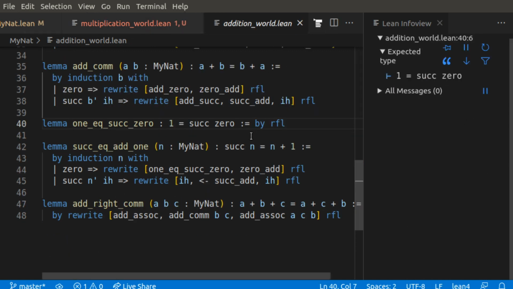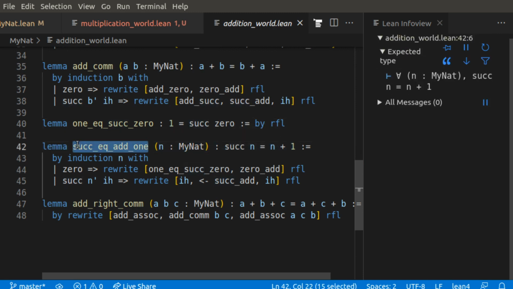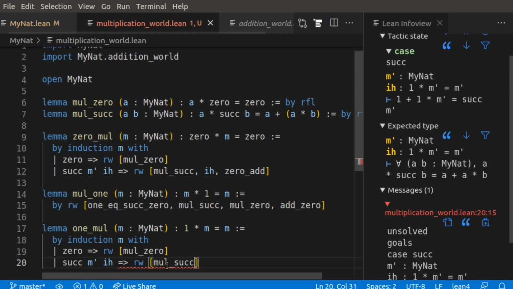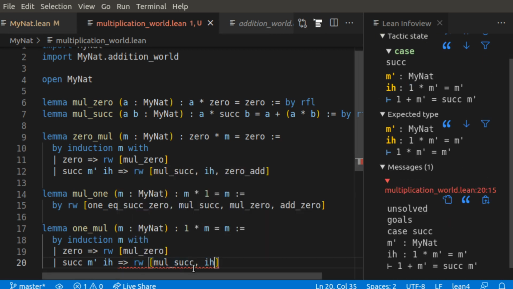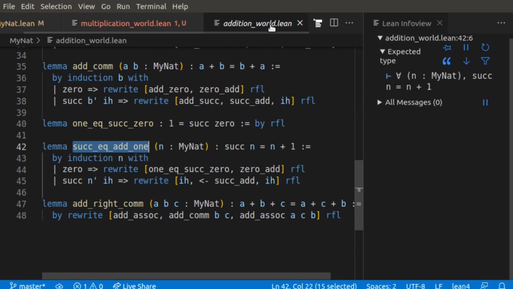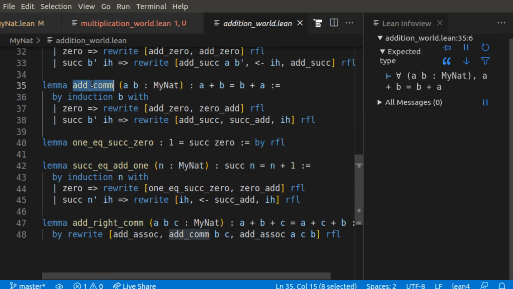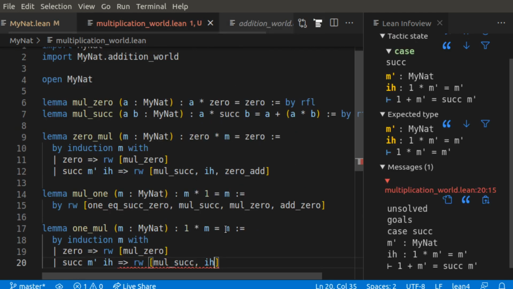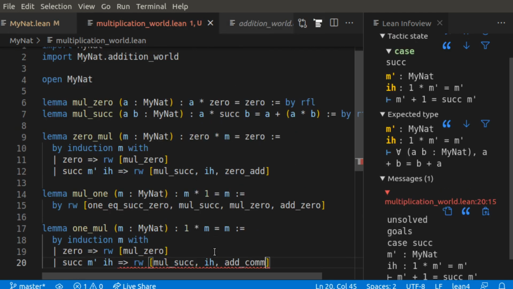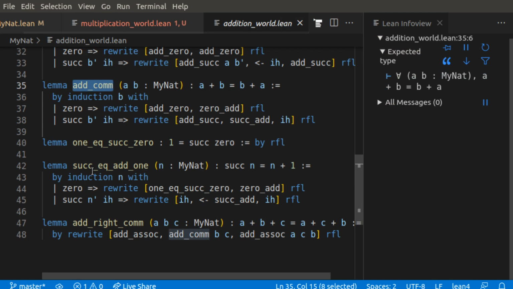Okay, we should probably end up using successor equals add 1, but first we can apply our inductive hypothesis. 1 plus m equals successor m. Now we can apply add commutative to switch them in the right order, and then apply the successor equals add 1.